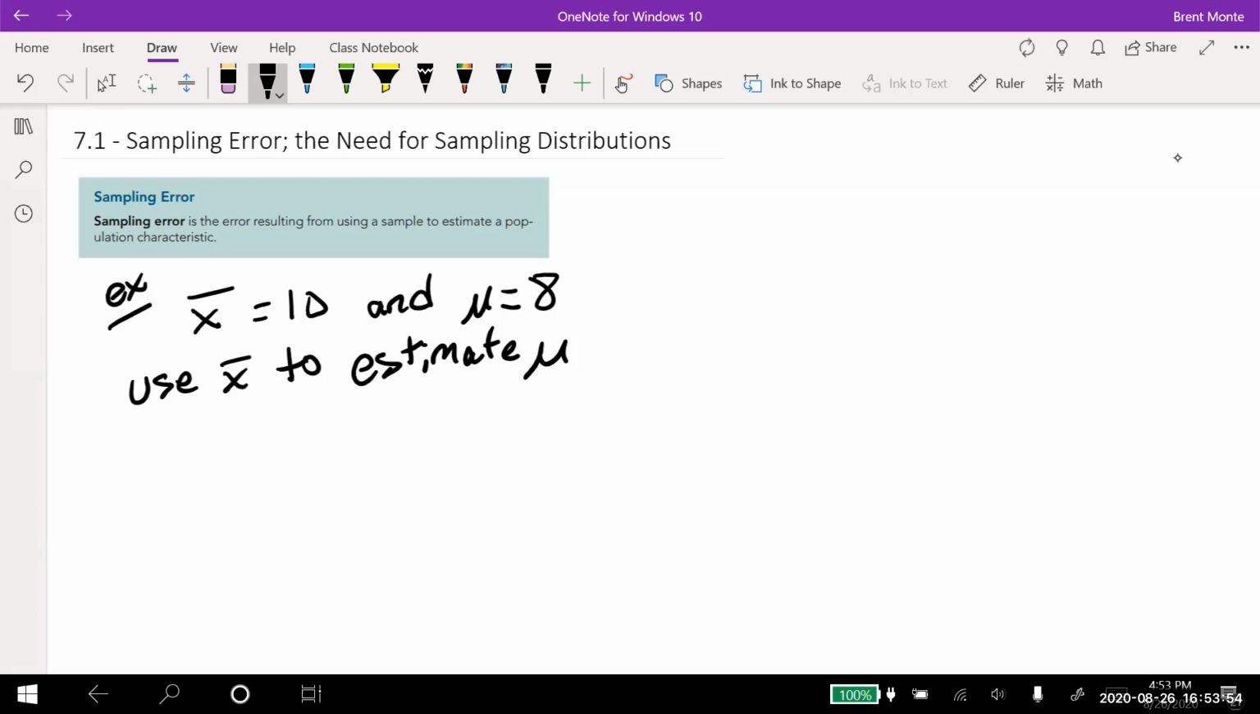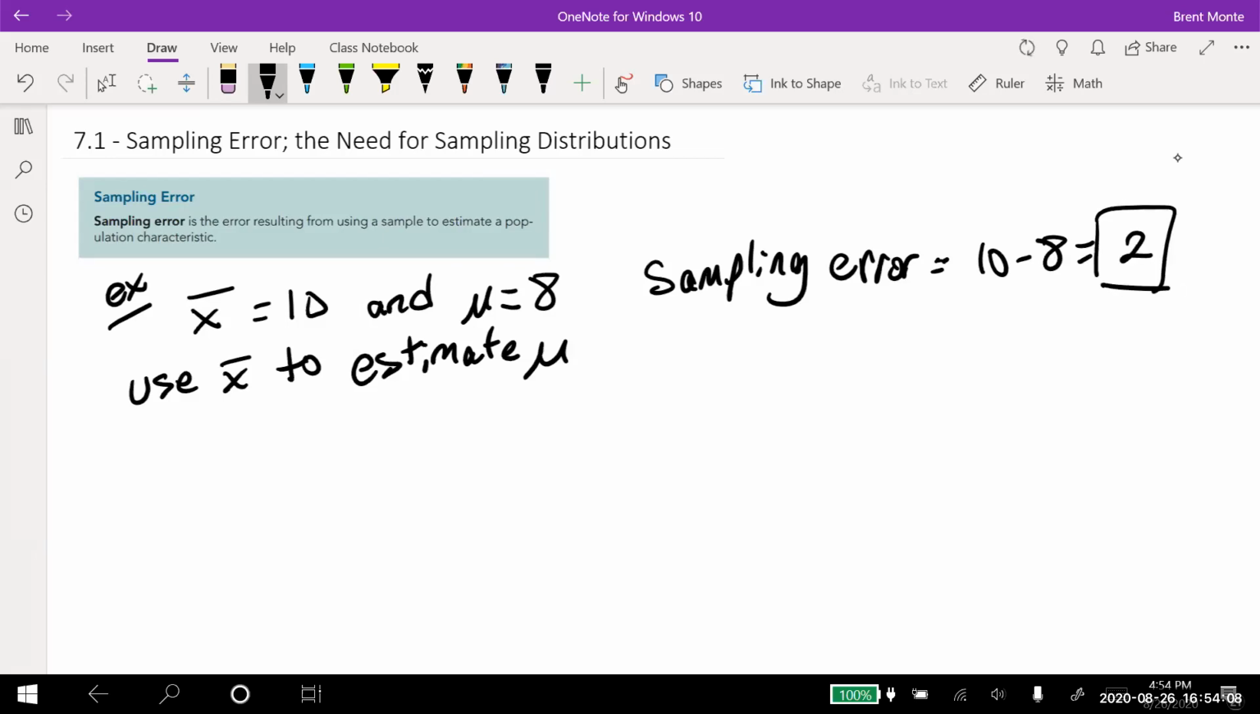So what we're trying to do here is use x bar to estimate mu. Well, if that's what I'm doing, then the sampling error is just the difference in those two values. So the sampling error in this case is going to be 10 minus 8, or I have an error of 2. So that's how far off my sample number was from what my population number actually was. So is that close enough? Well, maybe so, maybe not. It just depends on how accurate we need to be. But let's build from there.